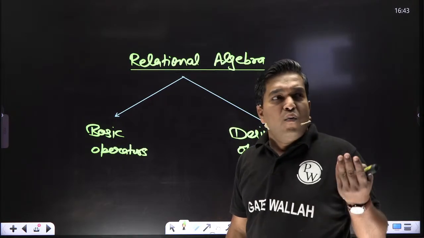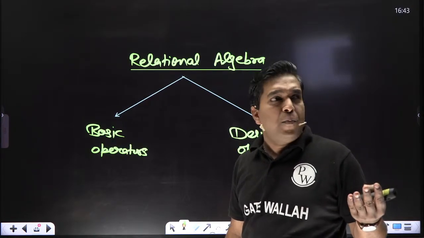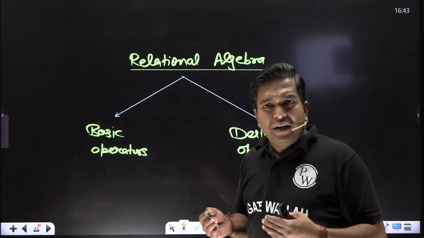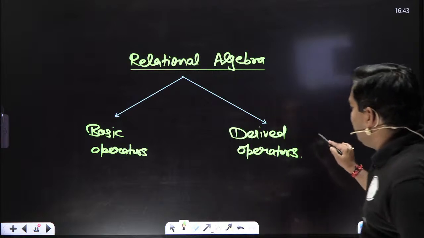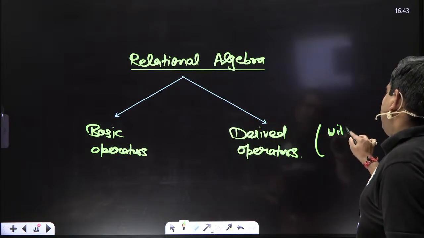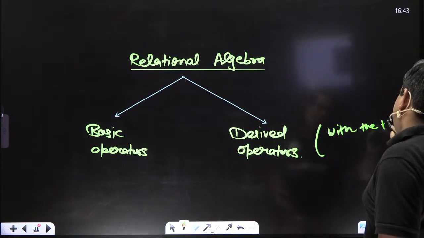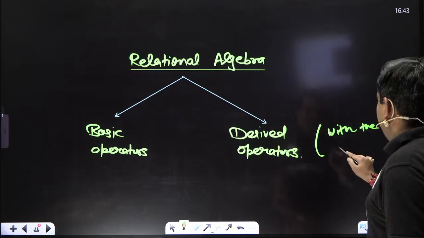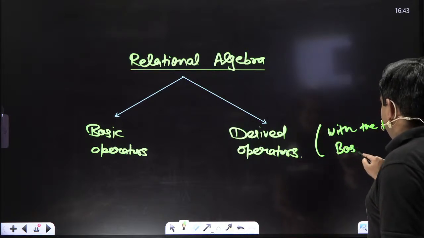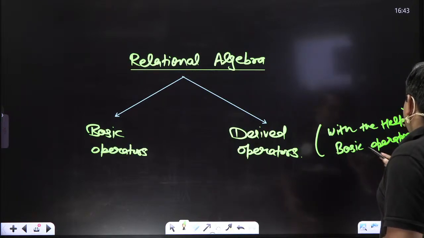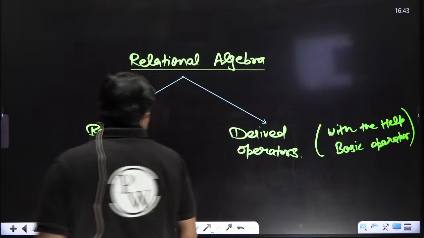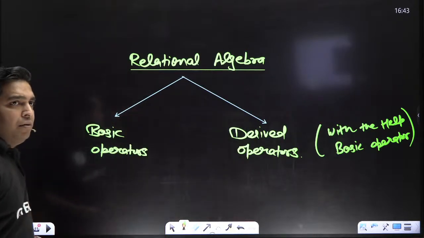First of all, what is the difference between basic operator and derived operator? Basic operators are implemented directly, but derived operators are done with the help of basic operators. They perform with the help of basic operators.